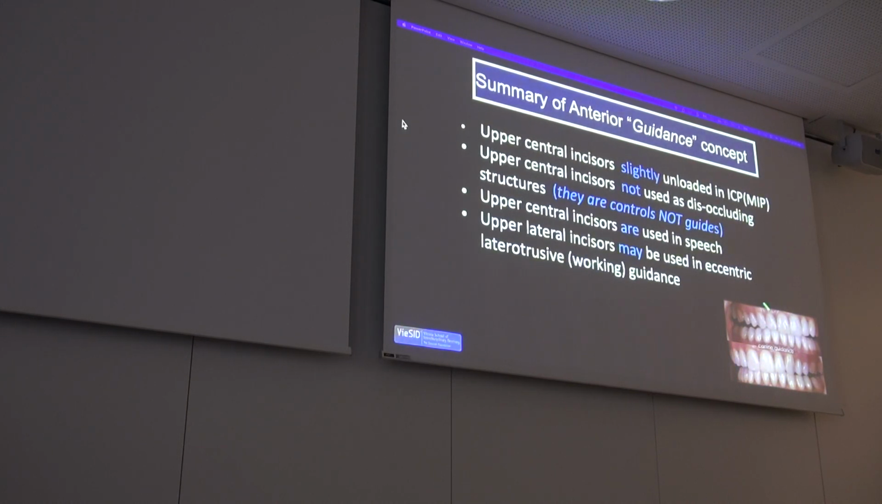This is a controversial statement to me. Upper lateral incisors may be used in eccentric lateral protrusive working guidance. Not in my father, because twice he has broken his crown on tooth 1, 2, because he bruxes protrusively. When you have a lateral incisor in a typical class 1 occlusion, what hits when you go lateral protrusively? It's the lower cuspid. The lower cuspid, very strong tooth with a point, will catch the distal incisal of a lateral incisor every single time. So twice he's broken it.